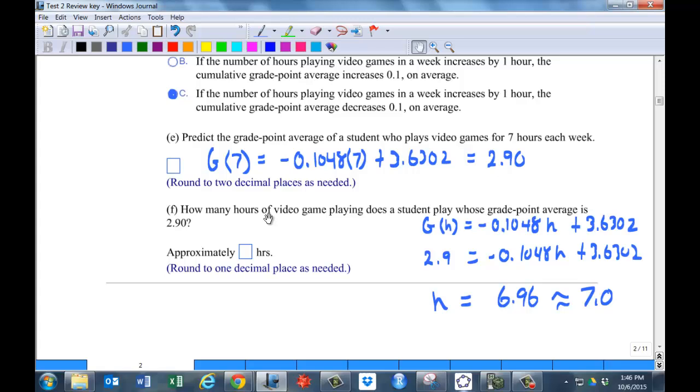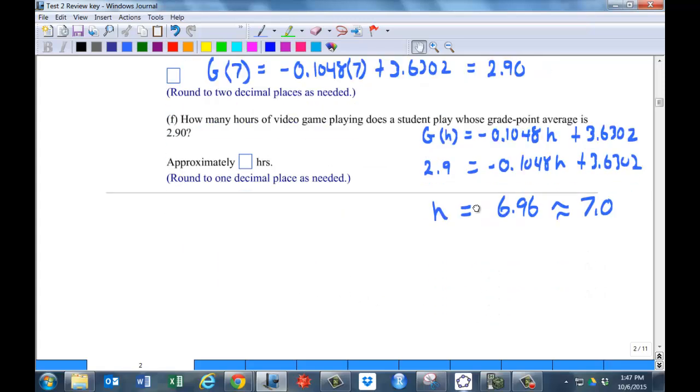And then how many hours of video game play does a student play whose grade point average is 2.9? So basically we have our model and we plug in 2.9, which is the grade point average, and then we solve for the number of hours. So we solve this linear equation and we get 6.96, which is approximately 7. We're going to round to 1 decimal place, and you want to pay attention to that.